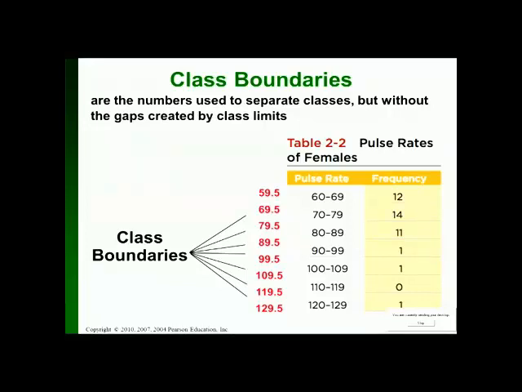Separating the classes. This frequency distribution has 2, 4, 6, 7 classes. It has 8 boundaries because you have to have a left fence post and a right fence post in addition to the 6 fence posts between classes. So anytime you're listing the class boundaries, you're going to have one more class boundary than you have classes because of that left and right fence post.